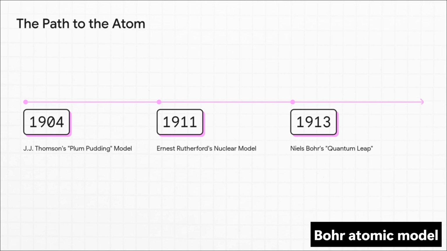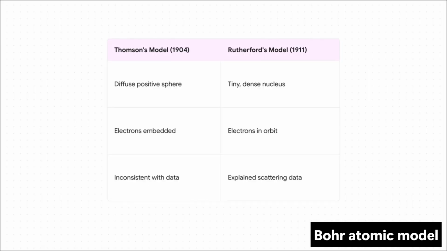Think about it. In less than 10 years, our picture of the atom went from J.J. Thomson's kind of vague plum pudding idea in 1904 to Ernest Rutherford's revolutionary nuclear model in 1911. And that discovery is what set the stage for Niels Bohr's game-changing leap just 2 years later in 1913. So this was a huge shift in how people thought about things.